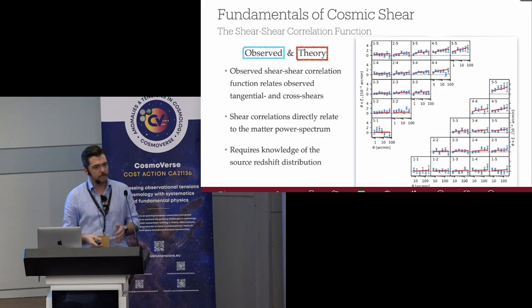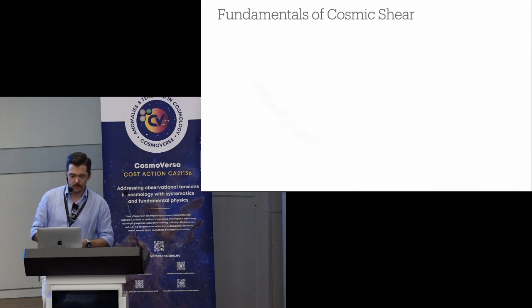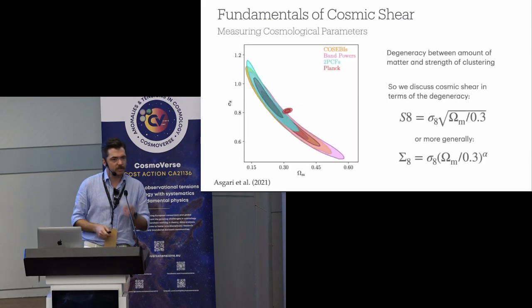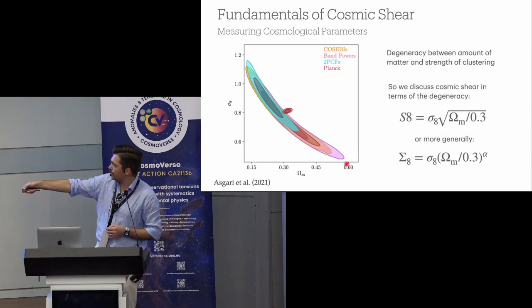This measurement that we make gives us a constraint over particular cosmological parameters. The cosmological parameters that cosmic shear is particularly sensitive to are those of omega m, the total amount of matter in the universe, and sigma 8, the clustering strength of that matter.